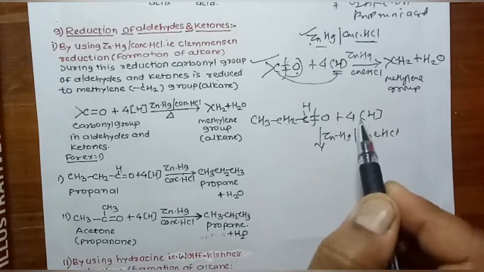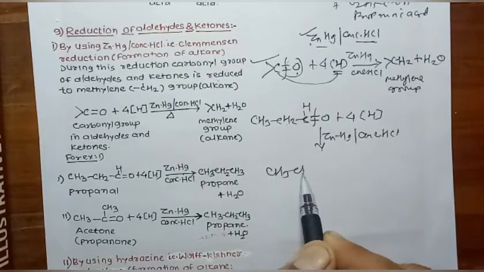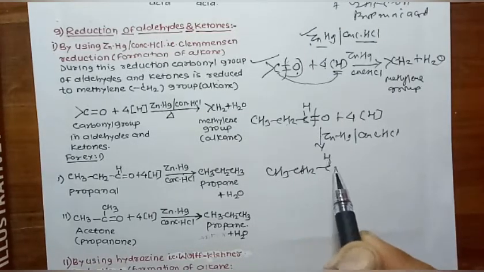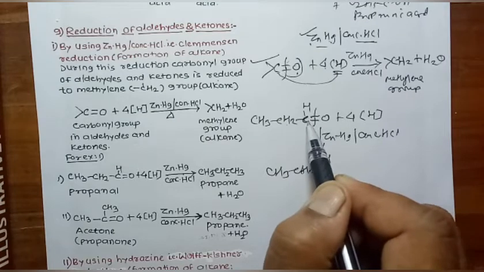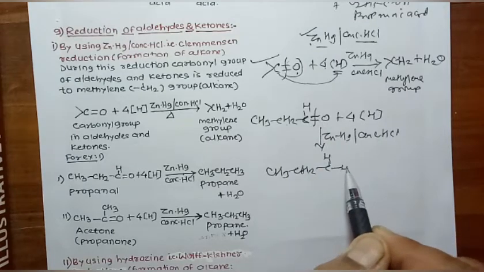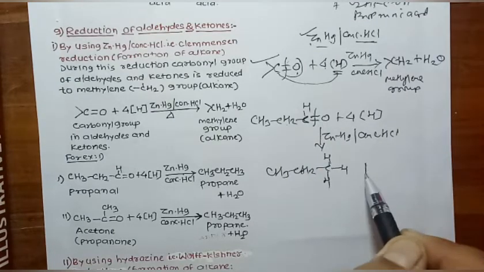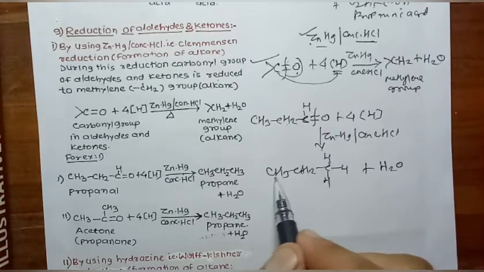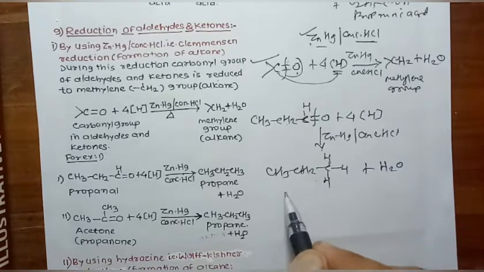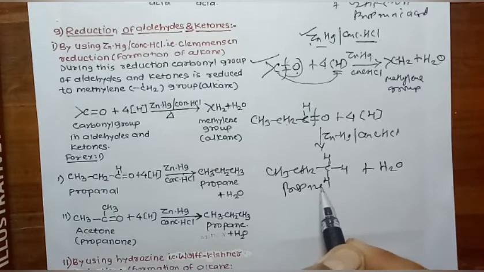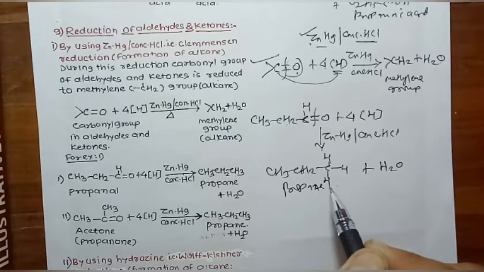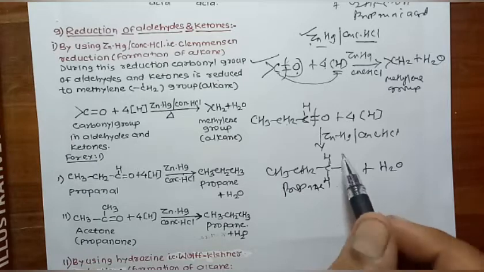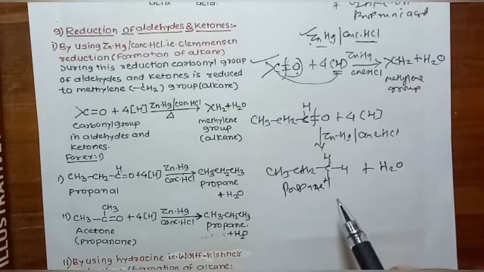We will get the structure CH3 CH2 CH, and this carbon atom is bonded to two hydrogen atoms, plus this oxygen combines with two hydrogen atoms to give H2O. CH3 CH2 CH3, that is propane. It is an alkane. An alkane is obtained, that is propane, or a hydrocarbon is obtained.